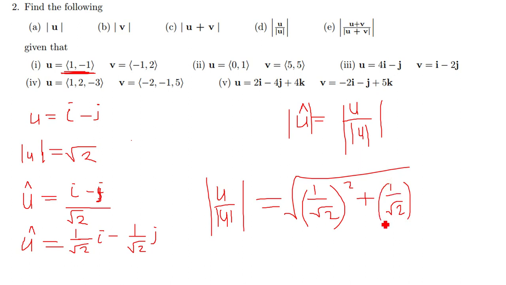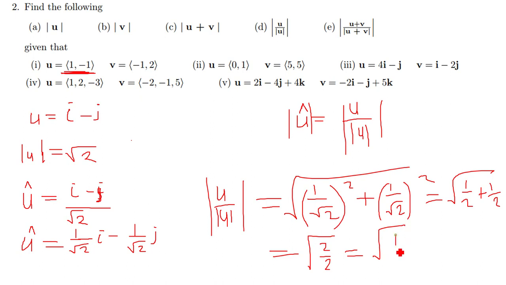you square this, and then when you simplify this, you can agree with me that you are going to have the square root of 1 over 2 plus 1 over 2, which will simply give you 2 over 2, which will give you the square root of 1. Then the square root of 1 will simply give you 1. So the magnitude of any unit vector is always 1.